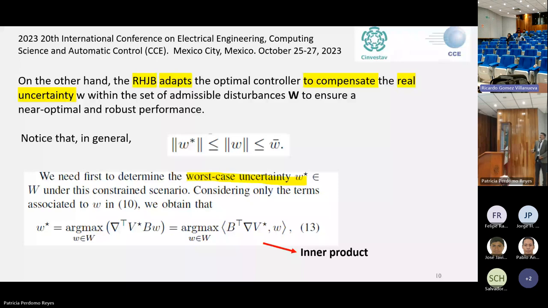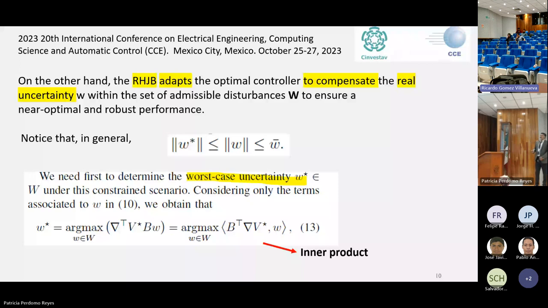On the other hand, the restricted Hamilton-Jacobi-Bellman adapts the optimal control to compensate the real uncertainty omega with the set of admissible disturbances omega, to ensure near optimal and robust performance. It's important to see that this uncertainty is less than or equal to the magnitude of the admissible perturbation.